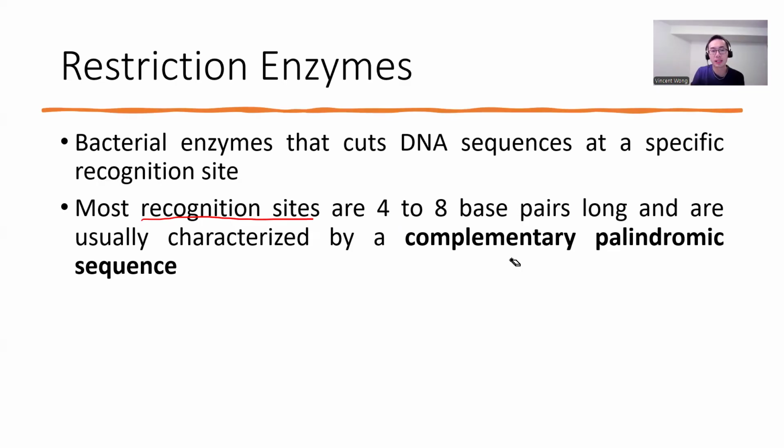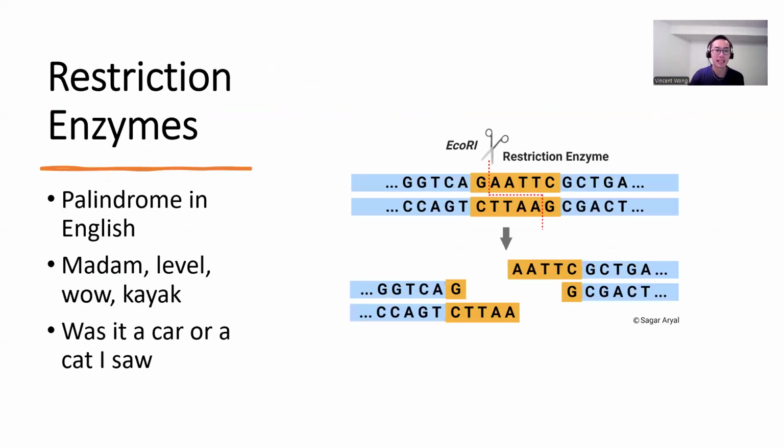These sites are generally characterized by complementary palindromic sequences. What does that mean? In English, a palindrome is a word that spells the same forward and backward. So madam spells the same, M-A-D-A-M, forward as it does backward. If you read the letters backwards, it spells the same thing. Level, wow, kayak, these are all palindromes. And this sentence is also a palindrome. If you read it forward, it's the same thing as when you read it backwards.